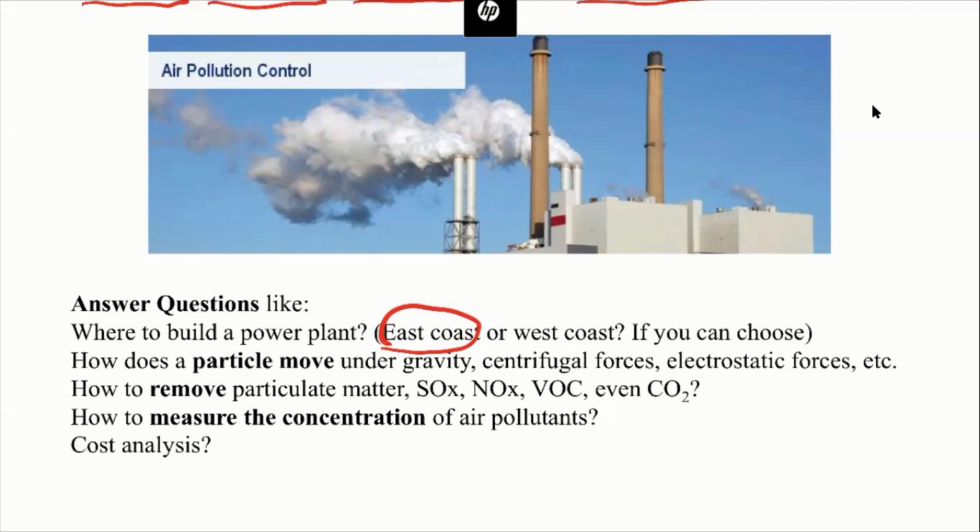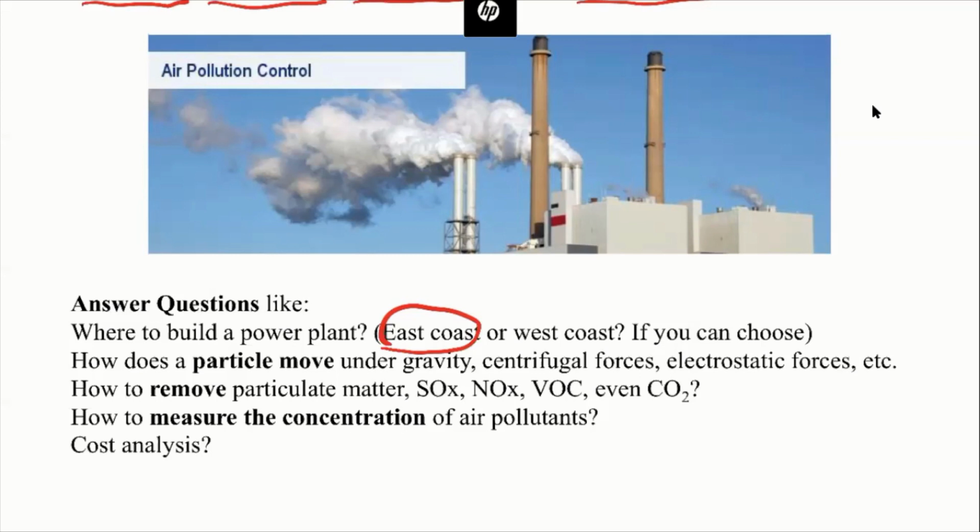This is not because we dislike the people on the East Coast. This is because, for the latitude of the United States, the dominant wind is coming from the west. If you build a pollution source, you basically want the wind to carry all of these pollutants to the ocean, right? You don't want to bring them inland to impact the cities.